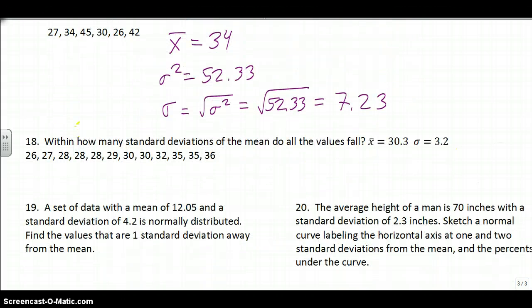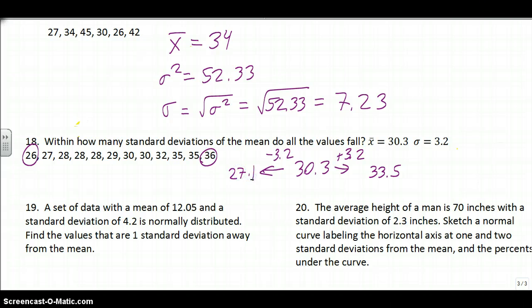Number 18, within how many standard deviations of the mean do all the data values fall? I look for the smallest and the highest number. Smallest is 26, highest is 36. And then I keep adding standard deviations until we get outside those range on both ends. So I'm going to add and subtract 3.2. This one you get 33.5. Going this way, you get 27.1. Still not small enough and big enough.